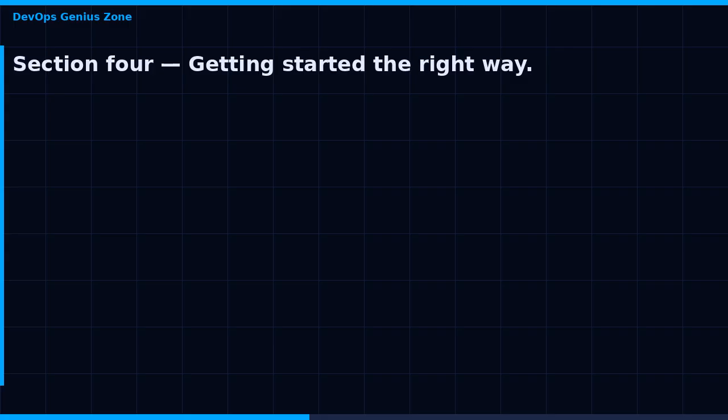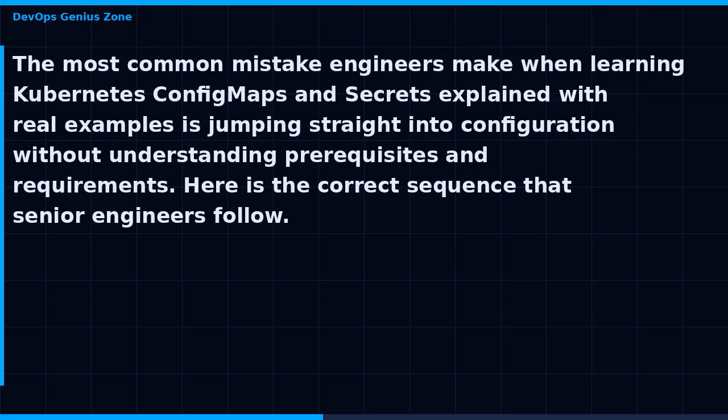What exactly are you trying to solve? What does success look like? What are your constraints around security, cost, and performance? 5 minutes of requirements thinking prevents 5 hours of rework.